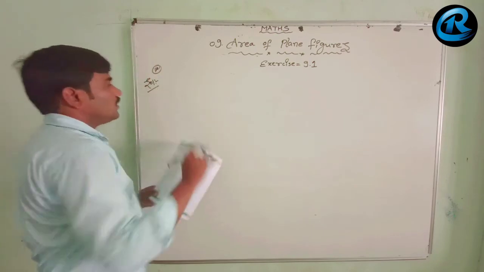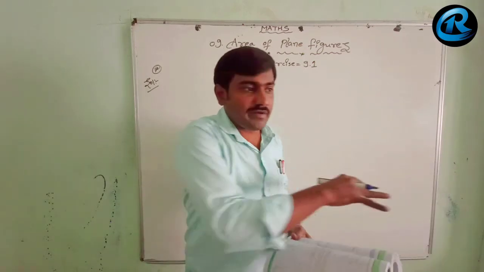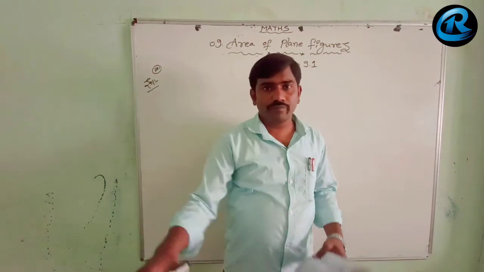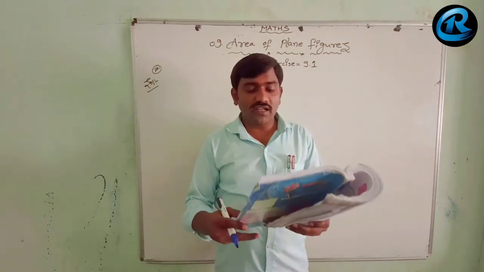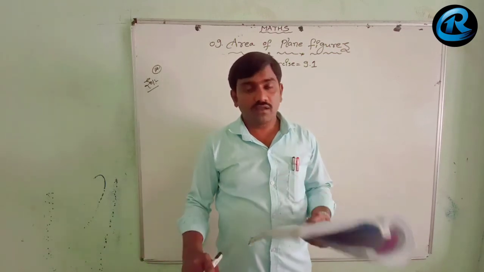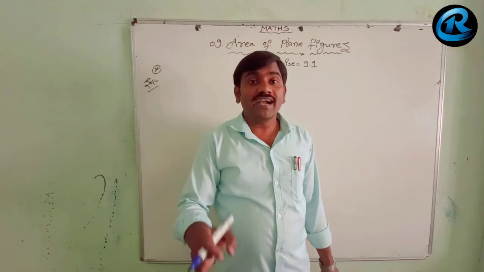See here first, what is a floor of a building? Normally at every home there will be a floor. Here, a floor of a building consists of around 3000 tiles. ఆ ఫ్లోర్ లో 3000 టైల్స్ ఉన్నాయి.